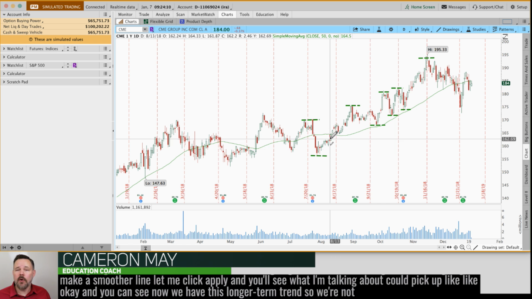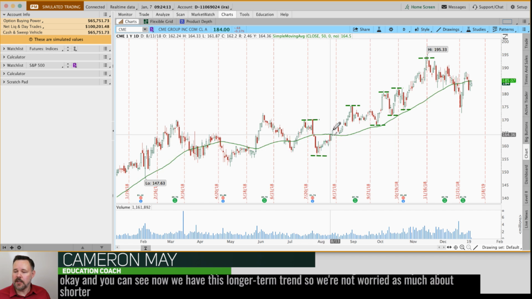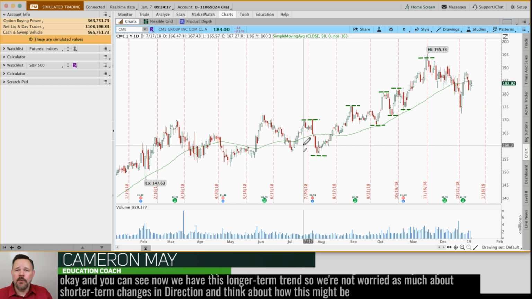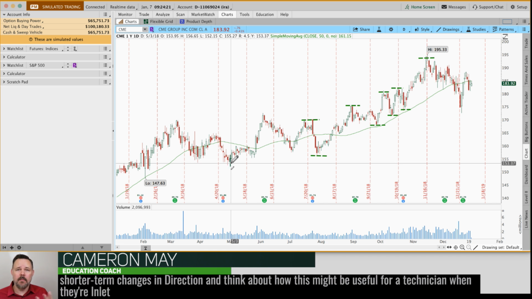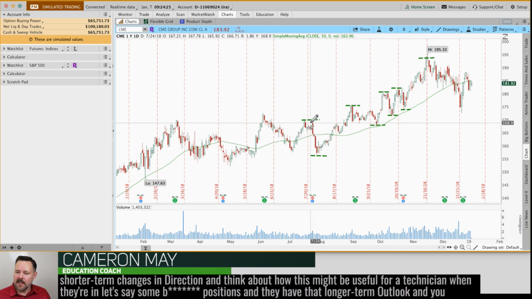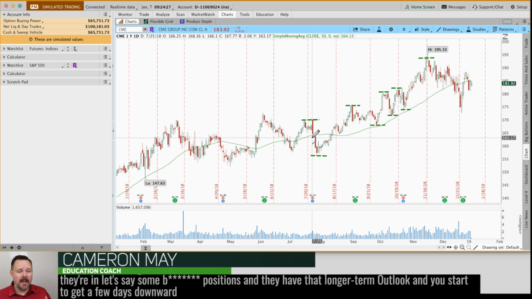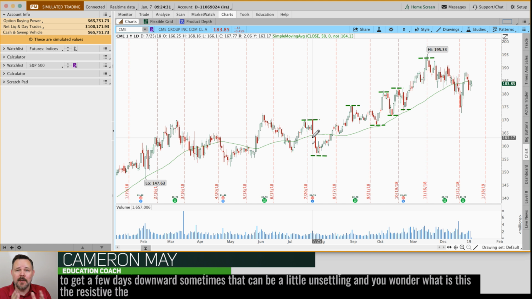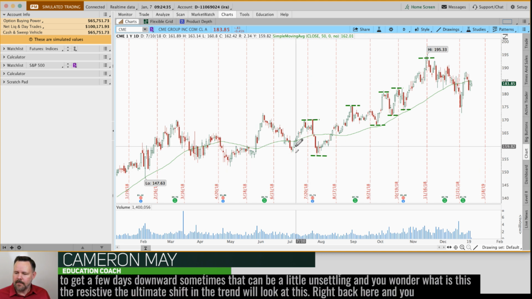So we're not worried as much about shorter term changes in direction. And think about how this might be useful for a technician. When they're in, let's say, some bullish positions and they have that longer term outlook, and you start to get a few days downward, sometimes that can be a little unsettling, and you wonder, well, is this the ultimate shift in the trend? Well, look at this period right back here in July, just as an example.